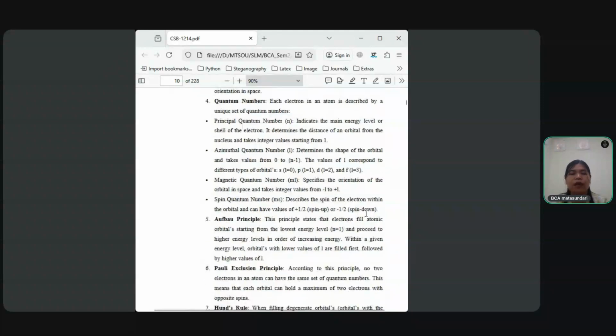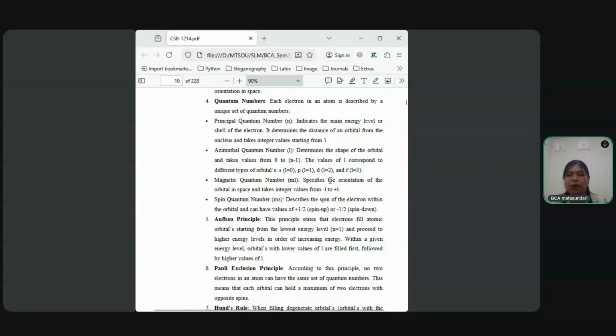Next is the azimuthal quantum number, which is denoted by l. It determines the shape of the orbital and takes values from 0 to n minus 1. The values of l correspond to different types of orbitals. That is, s is l equal to 0, p is l equal to 1, d is l equal to 2, and f is l equal to 3.